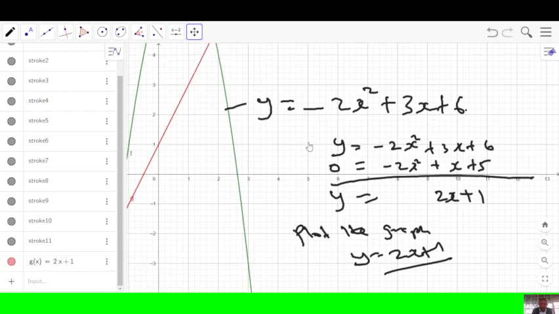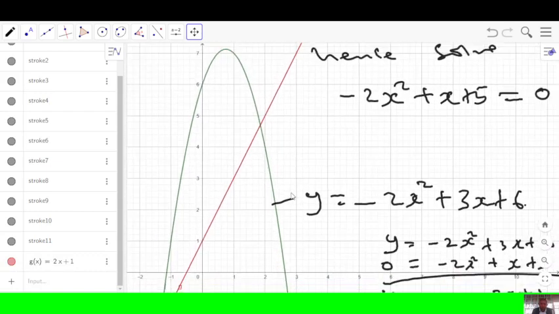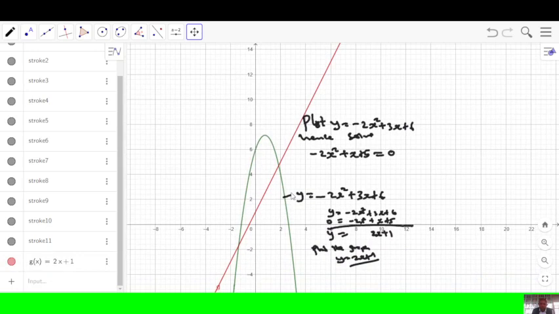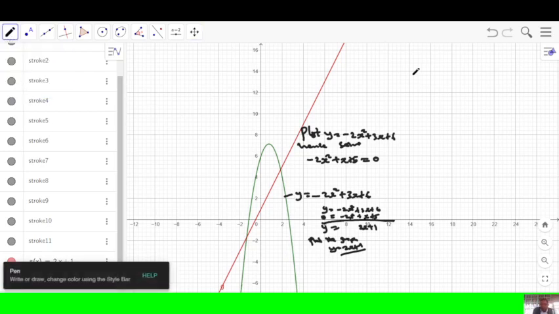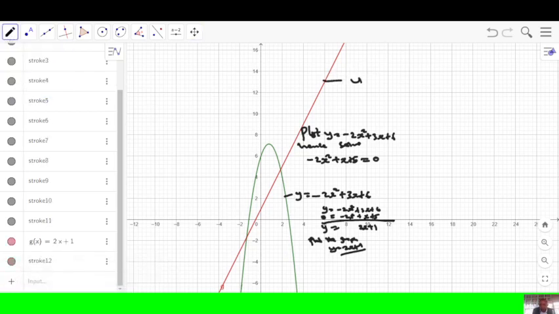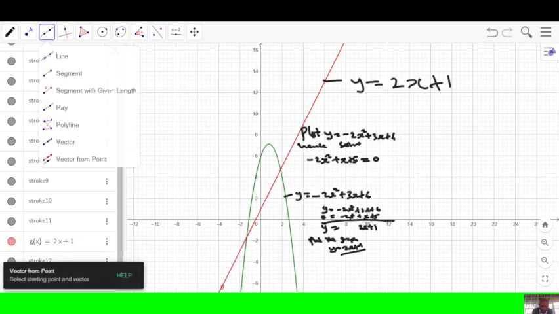Let me reduce this so that we're able to see. So that is the graph of 2x plus 1. Let me just write it down. This graph is the one that we are saying is y equals 2x plus 1. So what is the value of x at this point of intersection? You are simply looking for the value of x at that particular point of intersection.